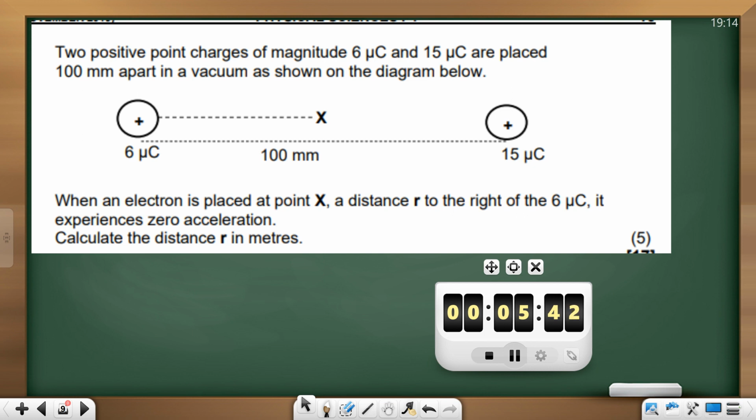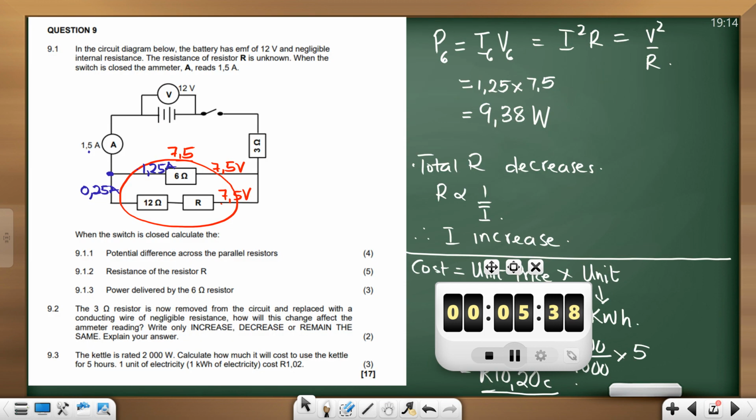Okay, sorry, let's just go back. It says 9.1, power, 9.38 watts. You might be getting something different if you use I squared R.